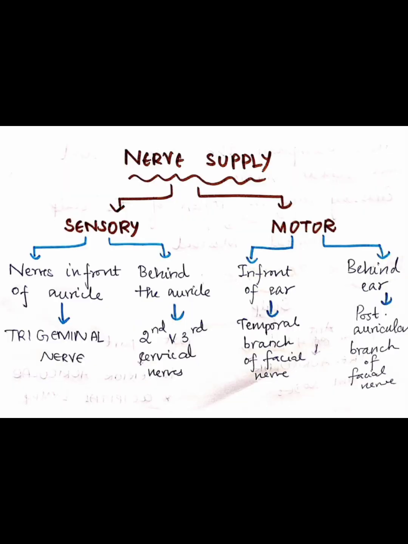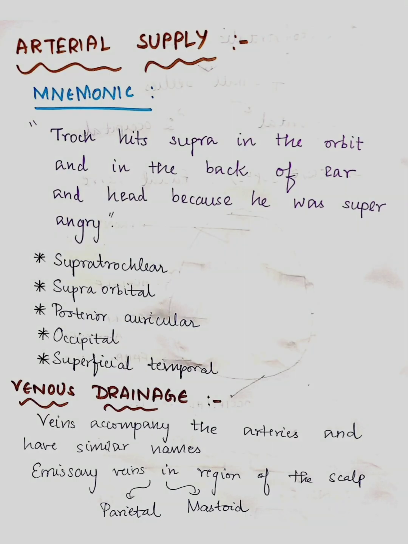We will see the nerve supply of the scalp. Nerve supply can be divided into sensory and motor. So sensory, first nerves in front of the auricle, then behind the auricle. So in front of the auricle is trigeminal, behind the auricle is second and third cervical nerves. Similarly for motor, in front of the ear is temporal branch of facial nerve and behind the ear is posterior auricular branch of facial nerve.